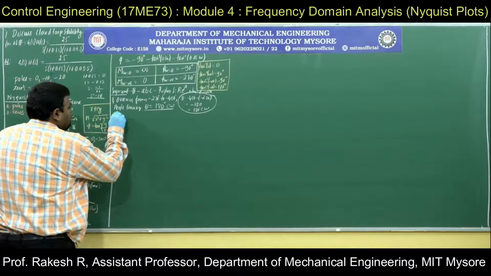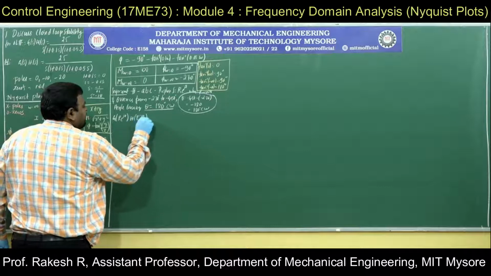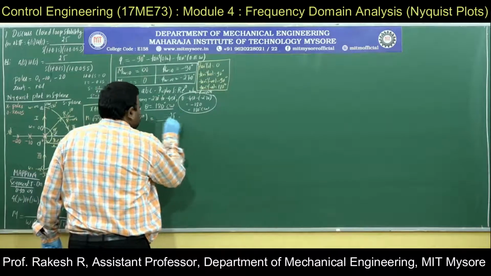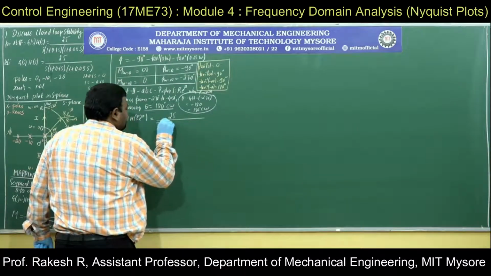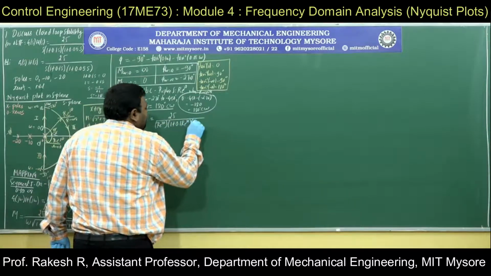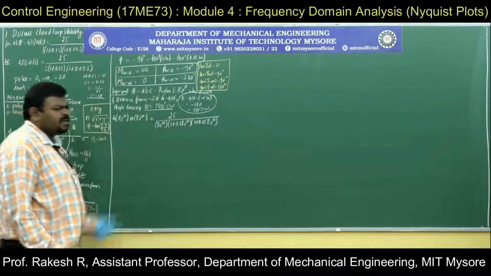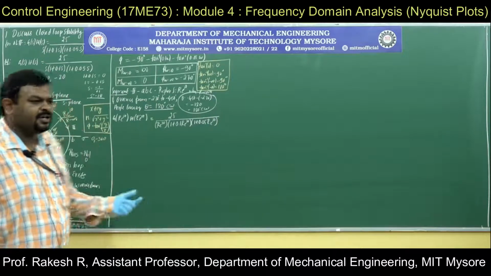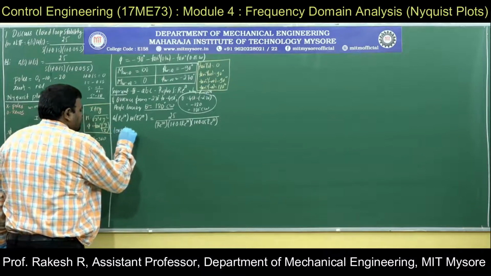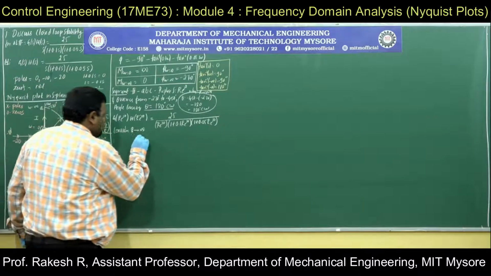Okay, I will be replacing the values. G of r e to the power of j theta into H of r e to the power of j theta will be equal to, what is the numerator? 25 divided by r e to the power of j theta into 1 plus 0.1 r e to the power of j theta, 1 plus 0.05 r e to the power of j theta. Again, we are using calculus, limits and continuity. If you consider r tends to infinity, this is a limit. If you consider this, what happens?